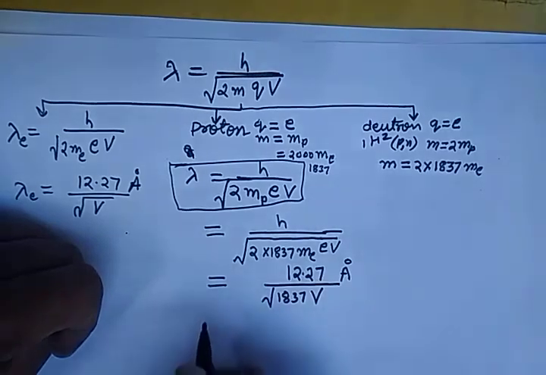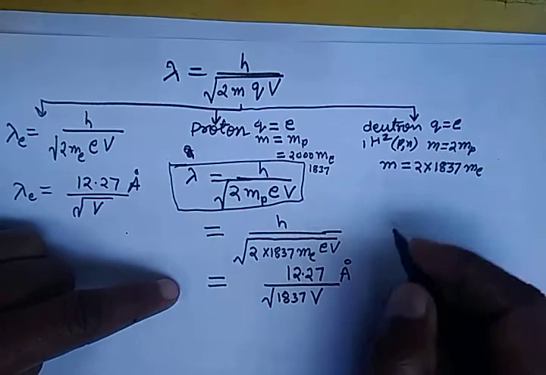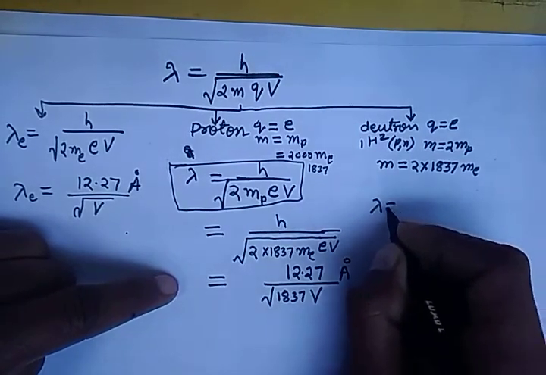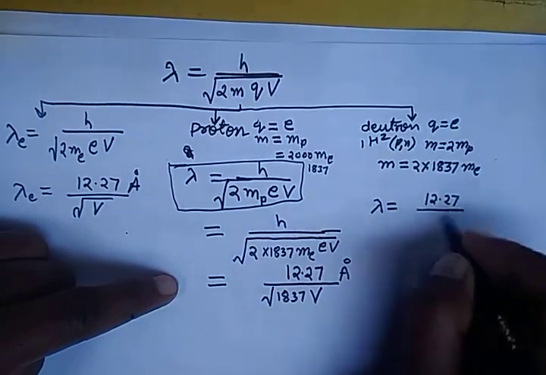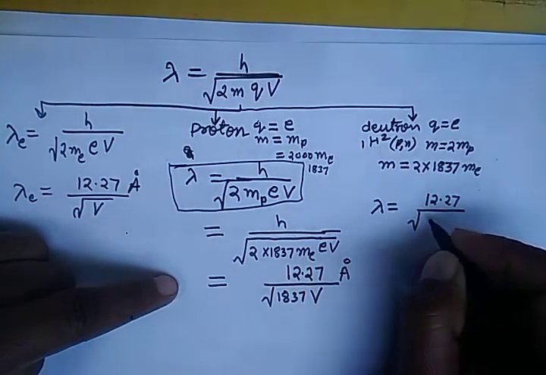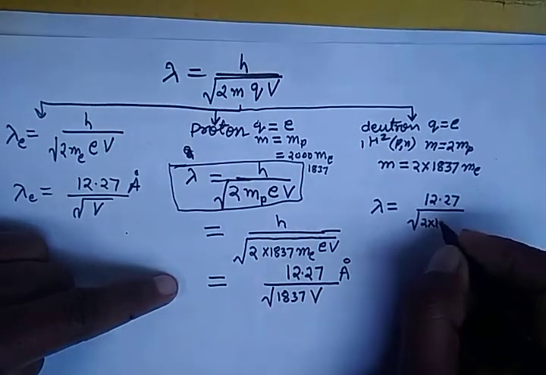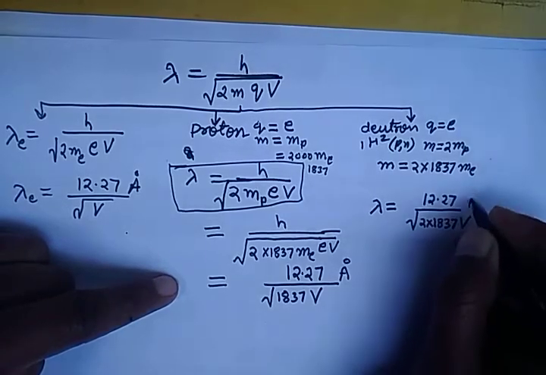What will be the change here? This factor will change by this. So I'm directly doing it. 12.27 upon root of 2 into, I'm writing it exactly like this, 1837 V angstrom.